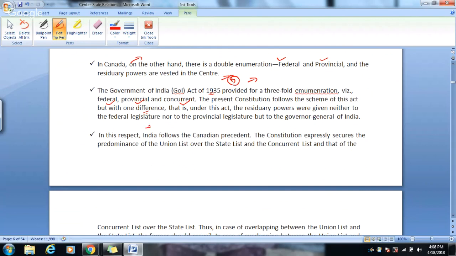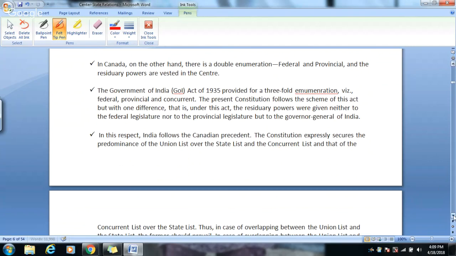So if we see the present situation, the union list is under the Parliament, the state list is under the state legislature, and the concurrent list is under both. However, in the Government of India Act of 1935, the residuary powers which are vested in Parliament right now were vested with the Governor General of India. This is the only difference between then and now.